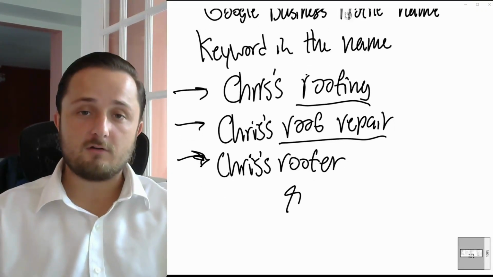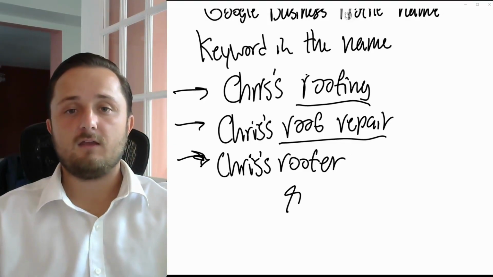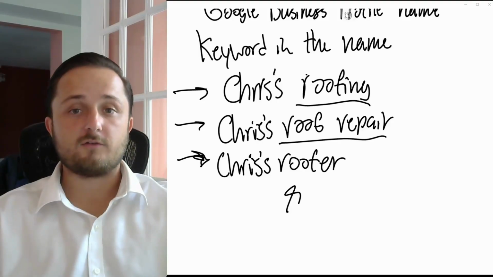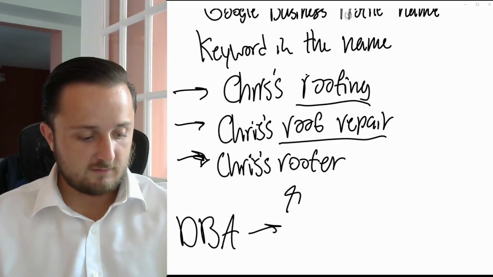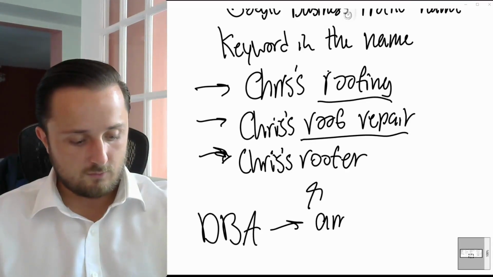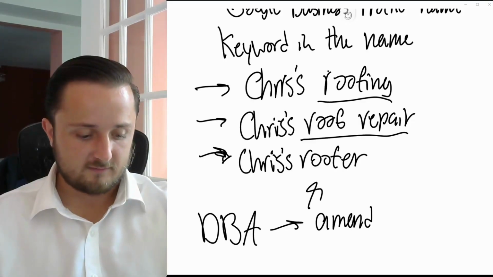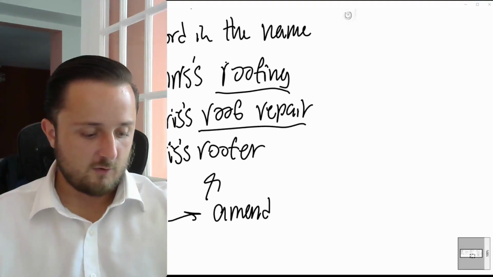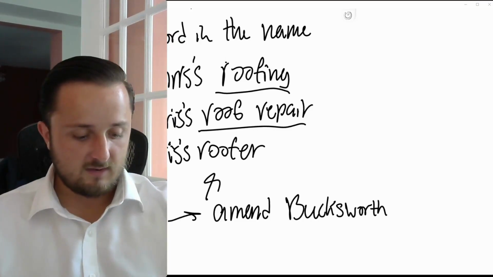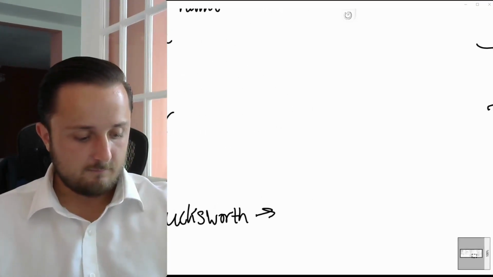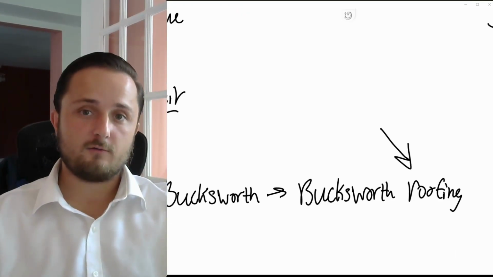If you don't currently have a keyword in your Google Business Profile name, what you can do is file a doing business as with your state. This allows you to amend it, or just start operating under that new business name. So let's say yours was Bucksworth. We can now change that to Bucksworth Roofing. We want that keyword in our Google Business Profile name.